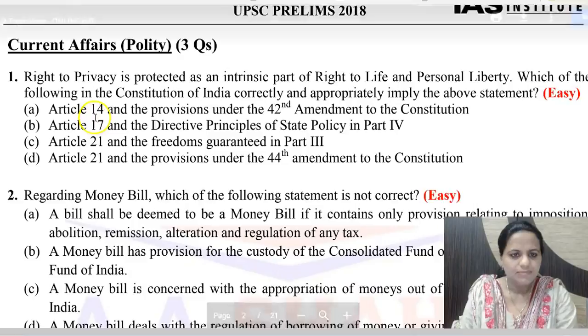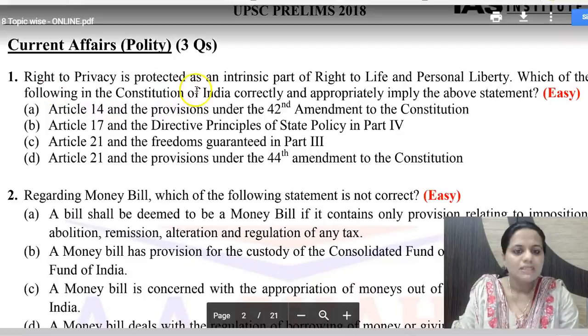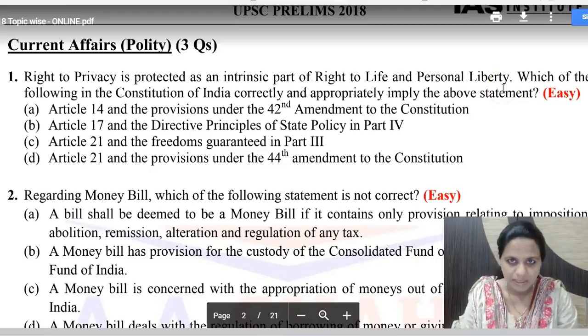In polity, current affairs, there were 3 questions. The first question is, right to privacy is protected as an intrinsic part of right to life and personal liberty. Right to privacy has been in news. A 9-judge constitutional bench of the Supreme Court had given its verdict on right to life and right to privacy as part of Article 21 of the Constitution, right to life and personal liberty. So it is protected as an intrinsic part is already given in the question.